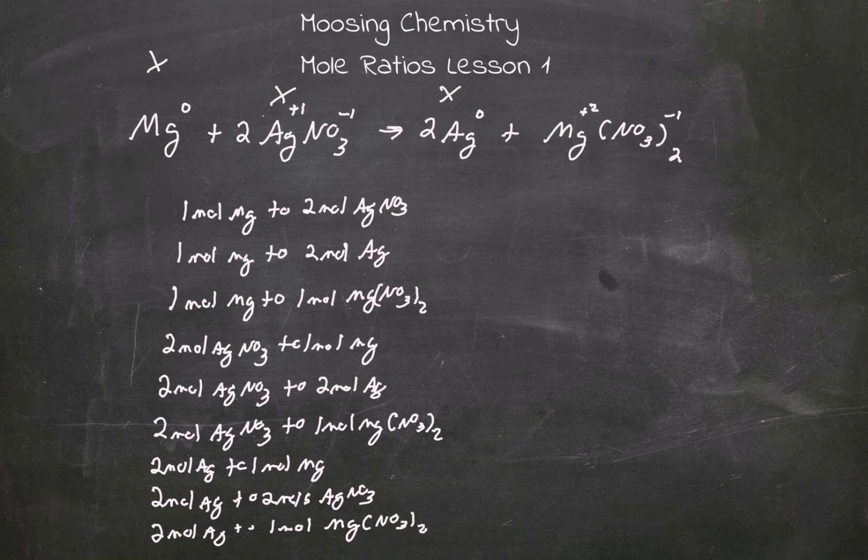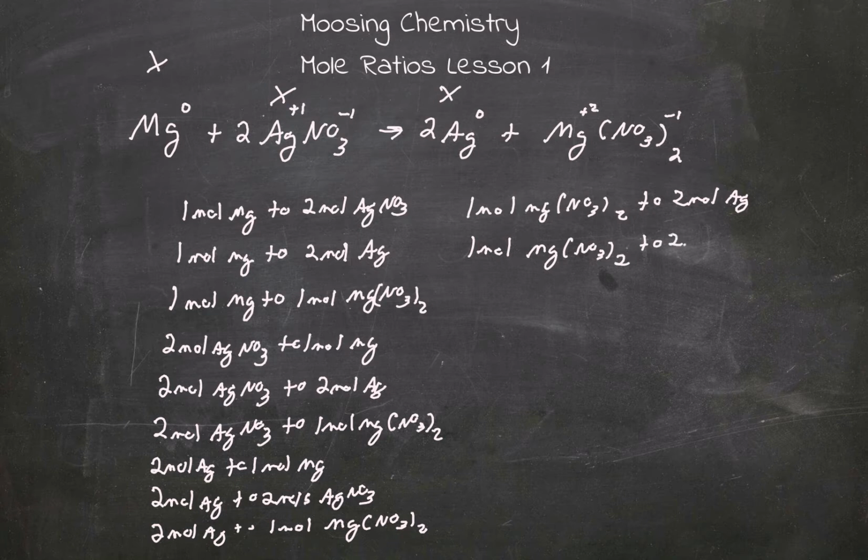And that takes care of the Ag, but we still have one left. So we have to look at the ratios of MgNO3 to the rest of them. So we have 1 mole of MgNO3 to 2 moles of Ag. We have 1 mole of Mg, of course, NO3 to 2 moles of AgNO3. And then we have 1 mole of MgNO3 to 1 mole of Mg.